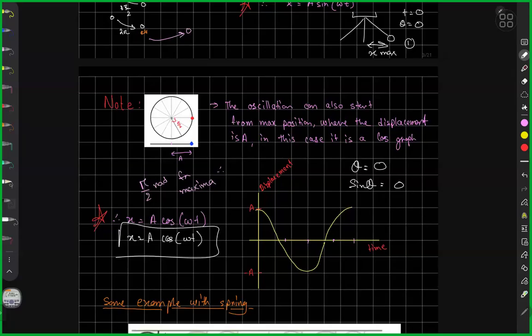So we always consider theta to start from our initial point, right? Right, right, right.